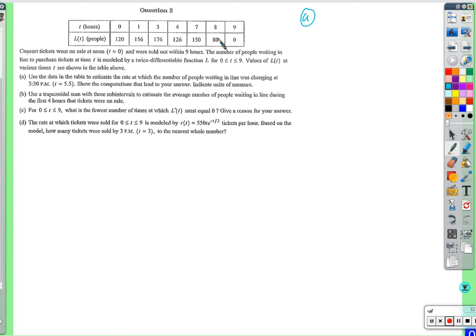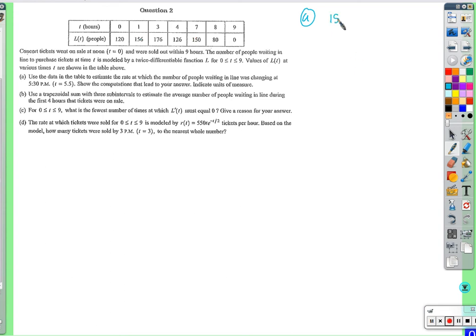So it wants to know the rate at which the number of people waiting in line is changing. So we want to figure out how many people are either coming into the line or leaving the line at 5:30. How do we figure that out? Y2 minus y1. All the information we have is two y values, two x values. We got a point to the right and a point to the left of 5.5. The best we can do is to assume that the slope at 5.5 is the slope between 4 and 7.